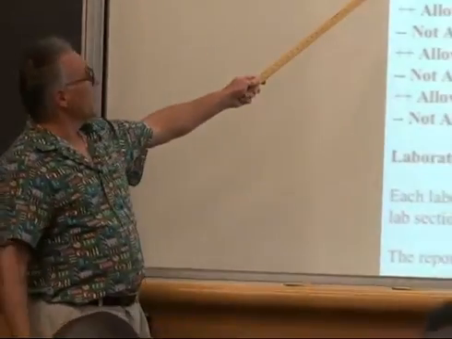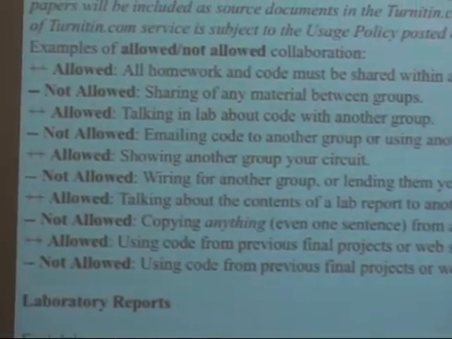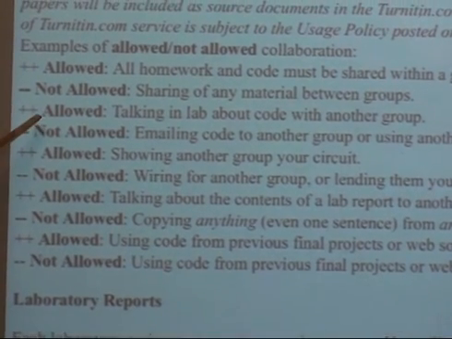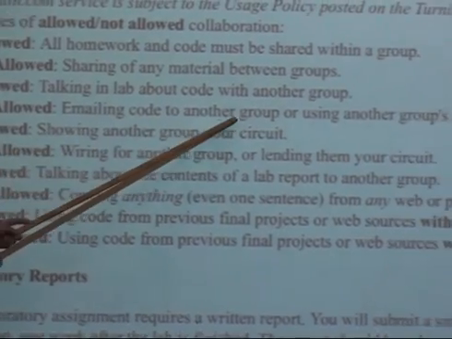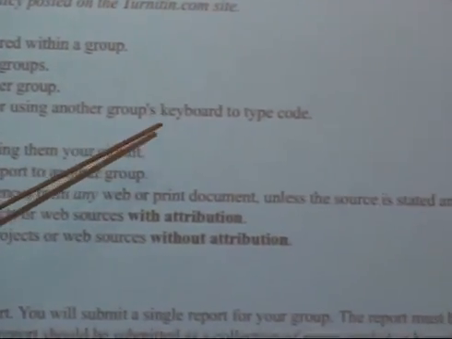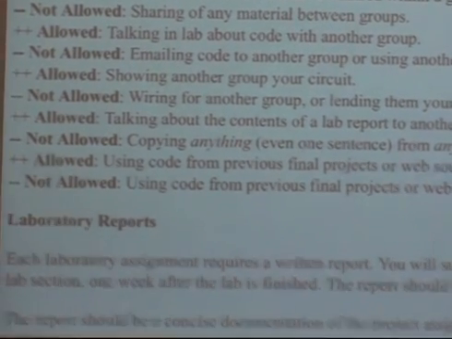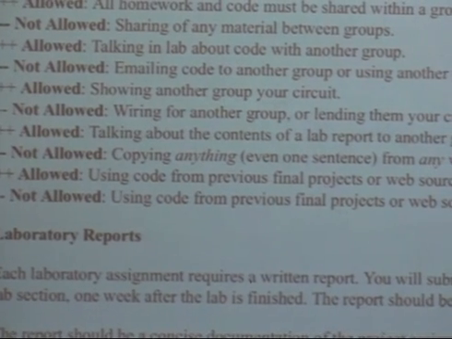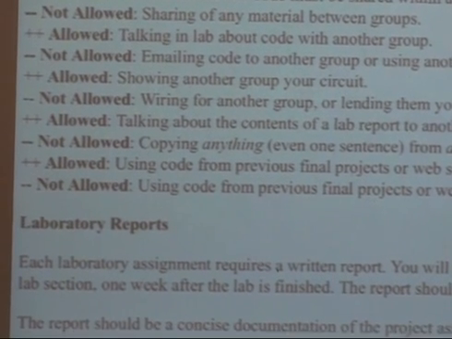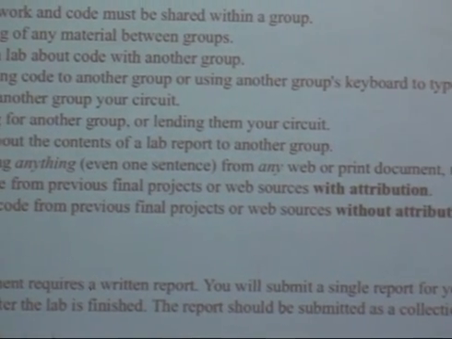So, allowed, homework and code must be shared within a group, and not allowed is sharing of any material between groups. Allowed, talking in lab about code with another group. Not allowed, emailing code to another group or using another group's keyboard to enter code. Allowed, showing another group your circuit. Seems reasonable. What did he mean by SPI? Where do those wires go? That's fair enough. Okay. What's not allowed is wiring for another group or lending them your circuit.